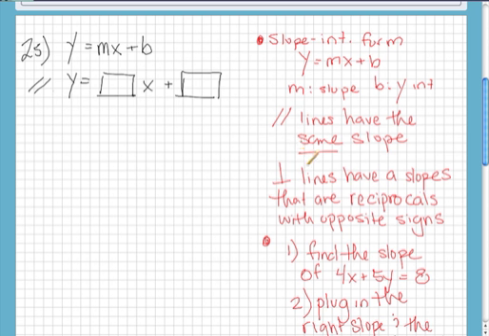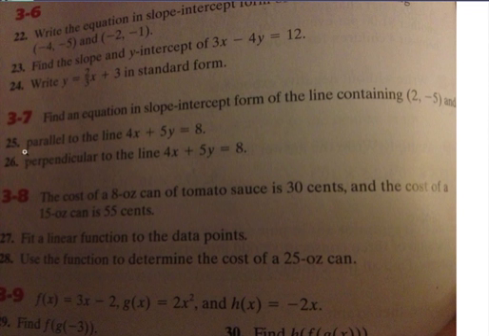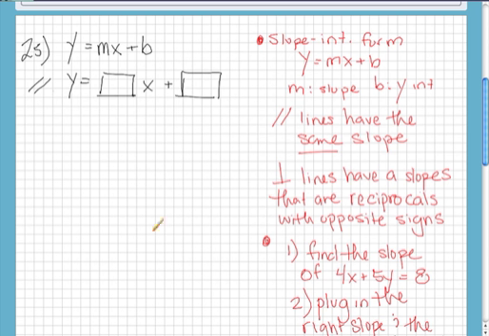One of the other things we need to know for problem number 25 is that parallel lines have the same slope. So our line y equals mx plus b is going to have the same slope as the line given, 4x plus 5y is equal to 8. In fact, we're going to take this equation right here, put it in slope-intercept form, and see what that slope is, and then that's going to be the same slope of our parallel line. So let's go ahead and figure that out.